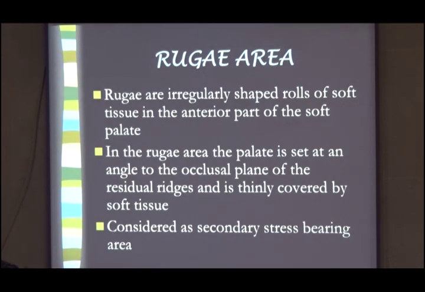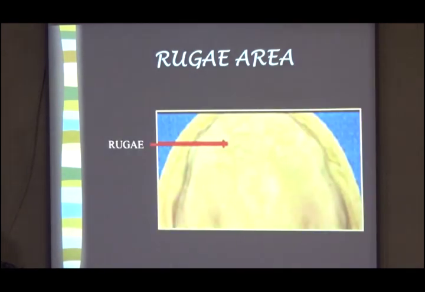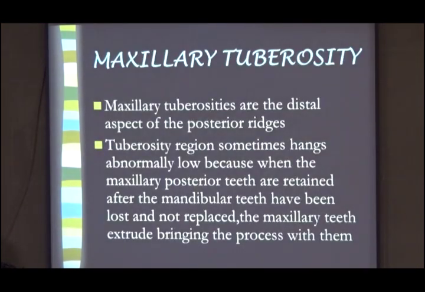So rugae, you know what are rugae? Rugae are the irregularly shaped folds in the anterior part of the palate. These are secondary stress bearing areas. Tuberosity again is a secondary stress bearing area.